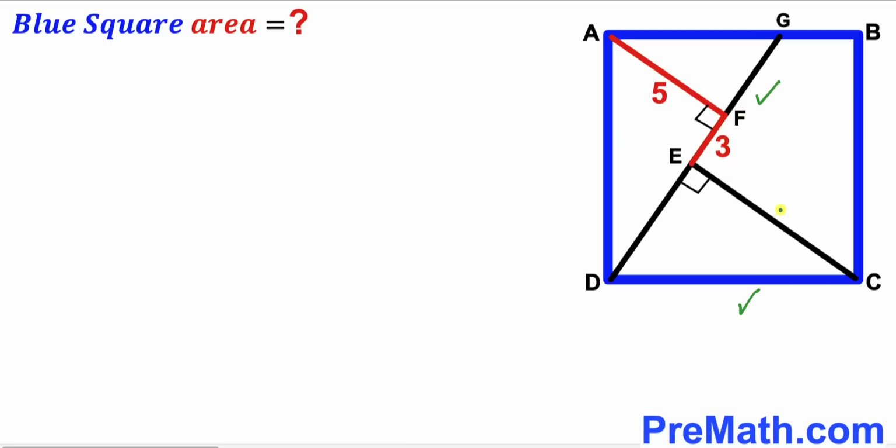We have this blue square ABCD along with these line segments DG, CE, and AF, as you can see in the given diagram, such that angle AFE is 90 degrees, and likewise angle CED is 90 degrees as well. Moreover, segment AF is 5 units, whereas this tiny segment EF is 3 units. Our task is to calculate the area of this blue square ABCD.